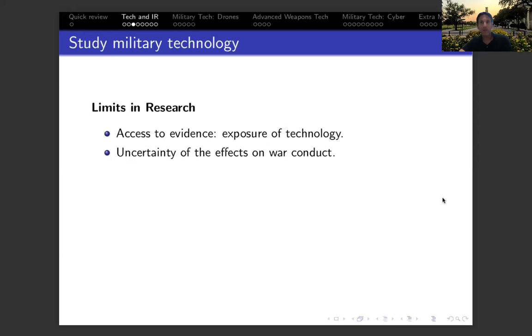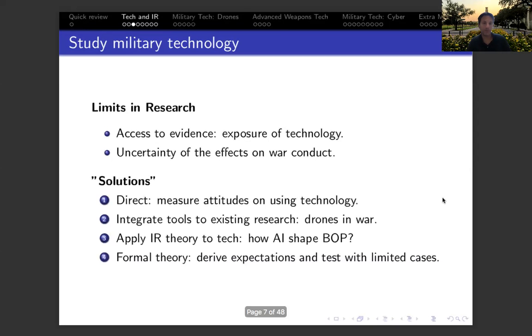Still, scholars do not view those limitations as reasons not to engage in those kinds of research. So to overcome them, they adopt several approaches. For example, one solution is using a direct approach, which focuses on the measurement of attitudes regarding the use of advanced technology by leveraging research designs such as surveys and experiments to explore different questions.